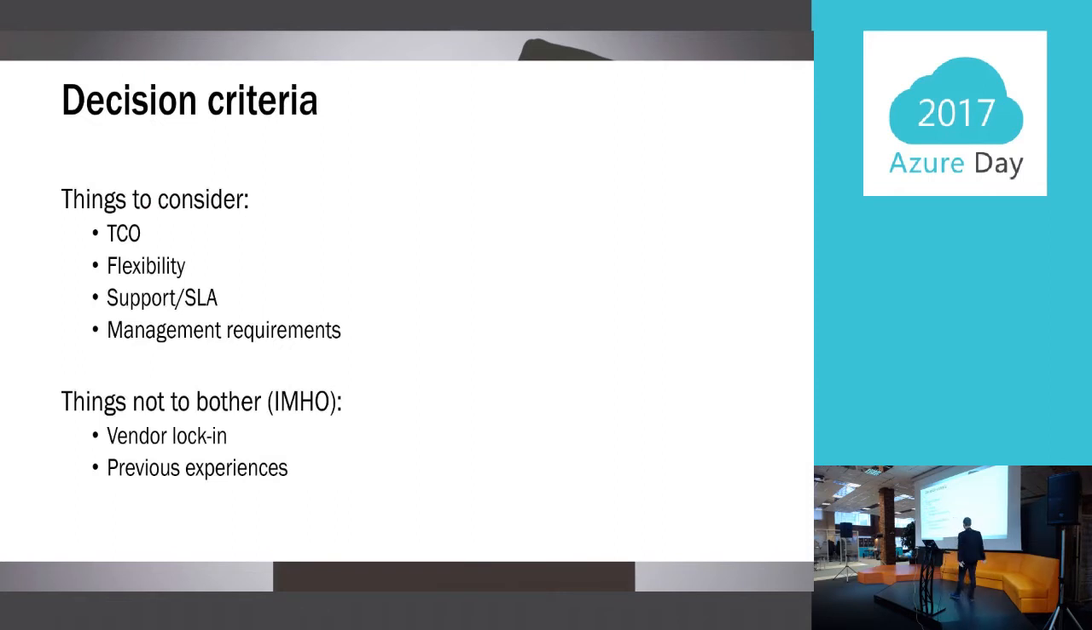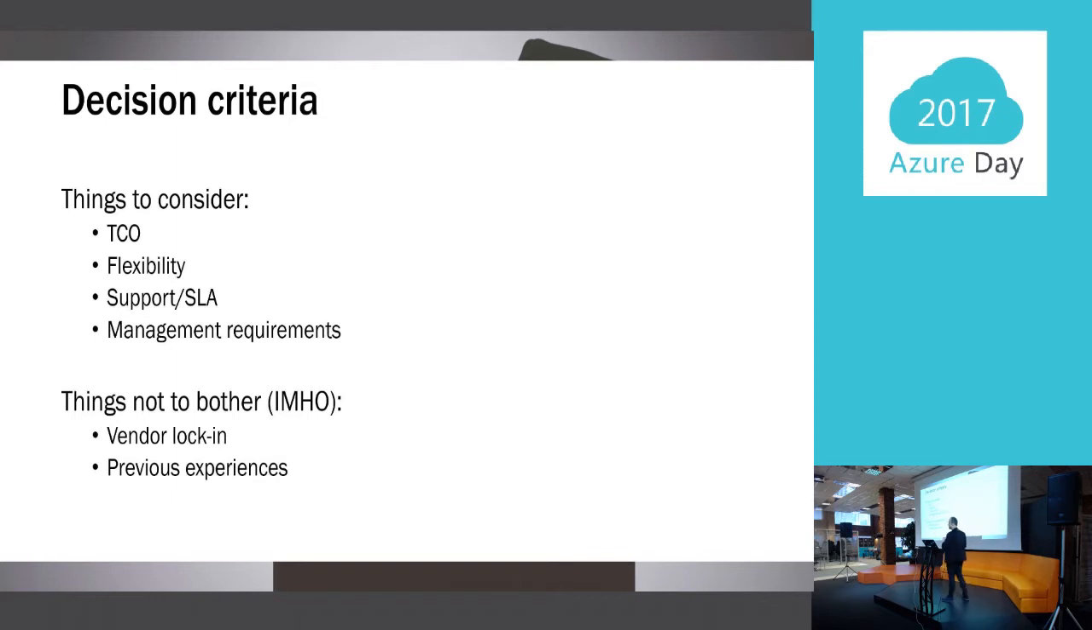And management requirements. If you really want to throw everything in the cloud and forget about management, so be it. But maybe you'd like to have full control over it. So that's basically the question. Things not to bother about, in my opinion: vendor lock-in. You will be locked to some technology anyway. You can be locked into a commercial technology or an open source technology. The migration is always painful, right? So you can't avoid it, no matter what.